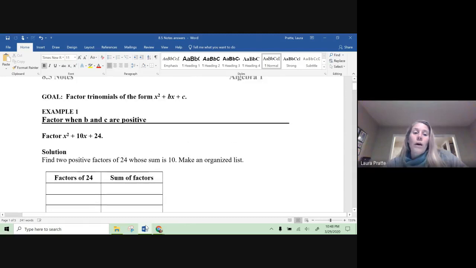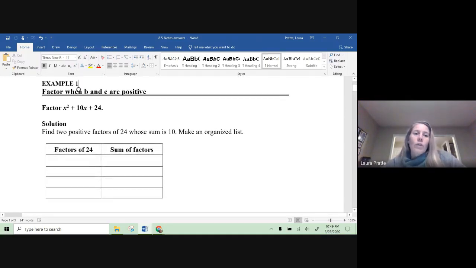So for all the problems we're going to do today, the a value, or the number in front of the x squared, is always going to be 1. So we don't have to worry about that. The b is the number in the middle in front of the x, the coefficient for the x, and the c is that constant that's either adding or subtracting to the end. So let's take a look at the first type of factoring problem.